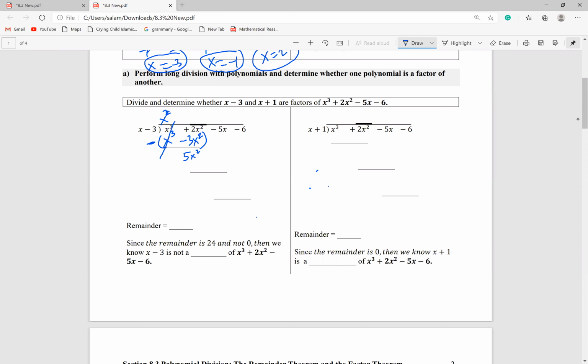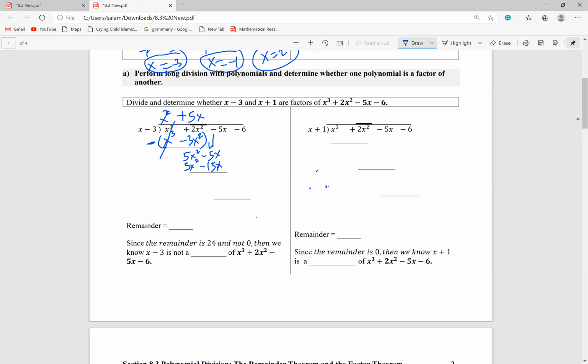Okay. So the next thing you have to do is bring down the next term, because you must have at least 2. So you're going to have minus 5x. Then you do the same thing. You're going to say 5x squared divided by x, and that will give us 5x. Okay. Then after doing that, we have to use the 5x to multiply our divisor, which is x minus 3. So I'm going to have 5x times x. That will give us 5x squared. Then I'm going to have 5x times negative 3. This will give me negative 15x.